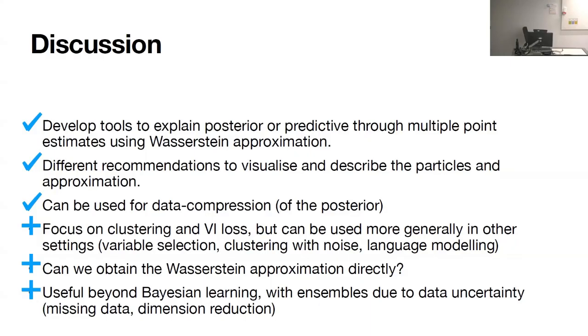So we're also looking at using this in other settings, like I mentioned. And an interesting question to ask, which I think would be very tricky to answer, is, could we obtain this approximation directly without having to do the sampling first? And as I mentioned, we're looking at extensions beyond the Bayesian setting as well.